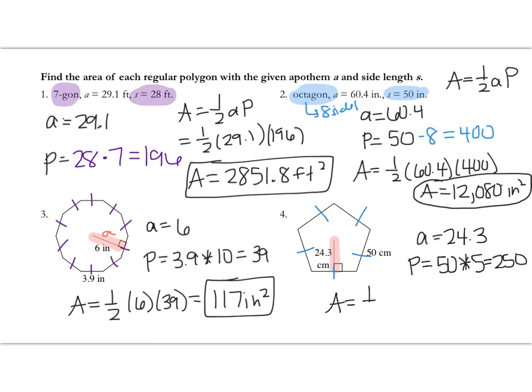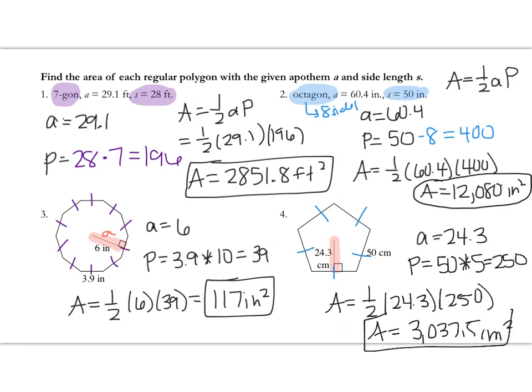And then I'm just plugging into the formula: 1/2 the apothem, 24.3, times the perimeter, which we calculated out to be 250. And I'm going to type that in my calculator. 24.3 times 250 divided by 2 is 3,037.5 centimeters squared.